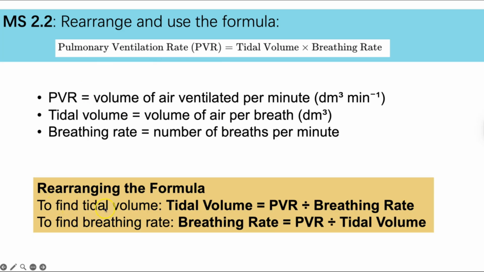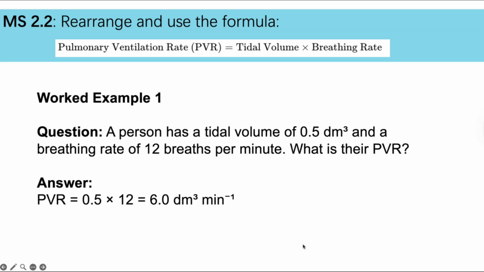To rearrange it, if you wanted to find the tidal volume, it'd be your pulmonary ventilation rate divided by breathing rate. To work out the breathing rate, it would be pulmonary ventilation rate divided by the tidal volume. So we've got a few examples then.